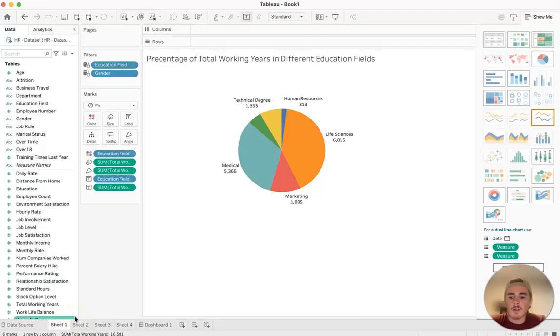So I want to start on sheet 1, which is the percentage of total working years in different education fields. This is a pie chart showing the different educational fields and their total working years. Basically, this chart tells us that life sciences has the most recorded total working years, along with medical, and some of the smaller ones are human resources and other educational fields.